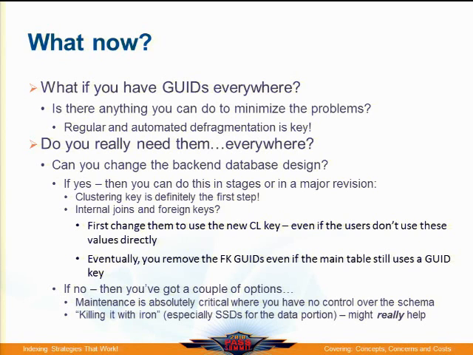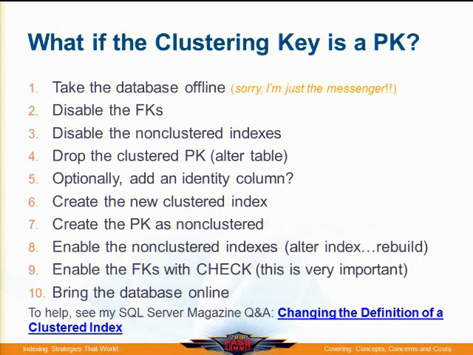Now, if you can't do this, then maintenance is obviously critical, and the infamous phrase, killing it with iron, can maybe help you a lot. And then you also have this problem, and this was actually the problem that we had, and this is why we had to take it offline. They had the very problematic problem, which is that the clustering key is your primary key, because that you can't just switch, right?